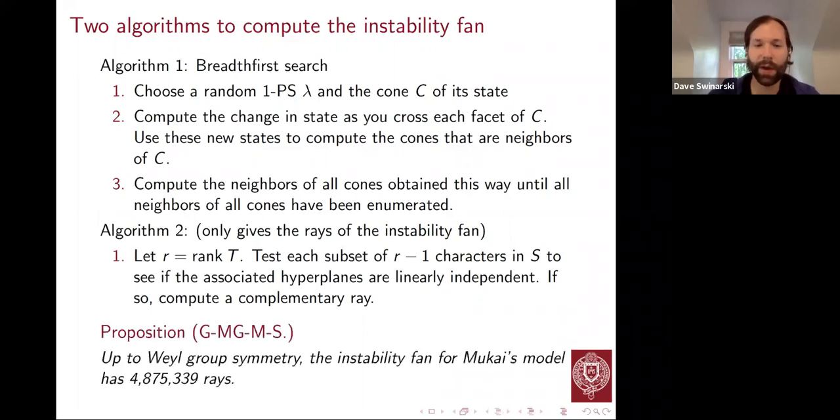And in particular, we got this to work for the GIT problem behind Mukai's model. So with Patricio Gallardo, Jesus Martinez-Garcia, and Han-Bom Moon, we were able to compute the rays in the instability fan. And we only worked up to symmetry by the Weyl group, and we found almost 5 million rays. So this instability fan is a highly complicated one. Doing algorithm 1 seems unlikely to work. And like I said, we have an enormous number of rays, and that's even up to symmetry.